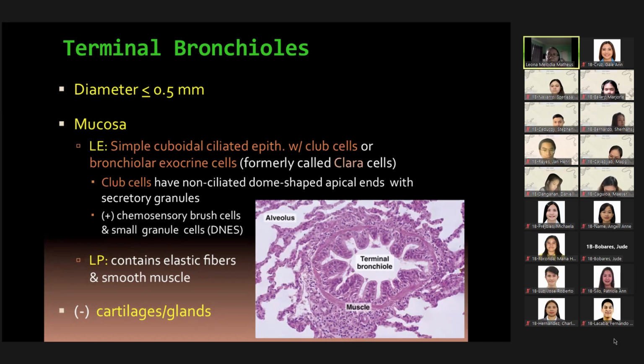Don't forget, as I was telling you, all these structures are continuous with one another, and that is why sometimes when you study the slides, you will see in each of these structures a combination of simple cuboidal on one side and simple columnar on the other, because there is a transition. That is what we may actually see on examining the slides. Again, we emphasize that there are no more cartilage nor glands in the terminal bronchiole.